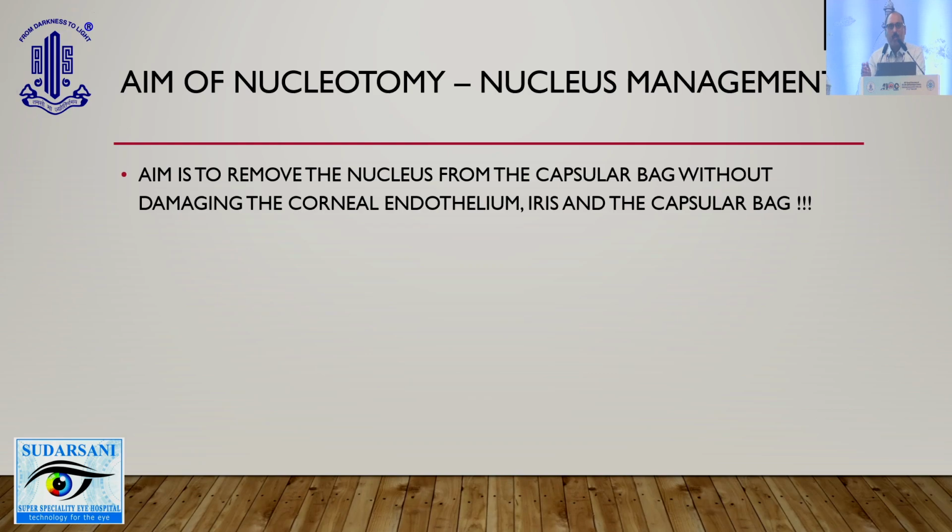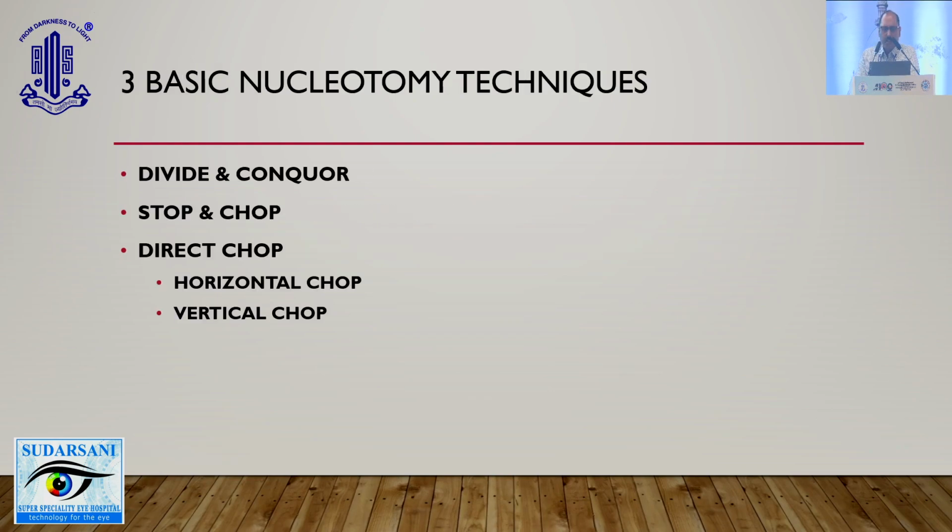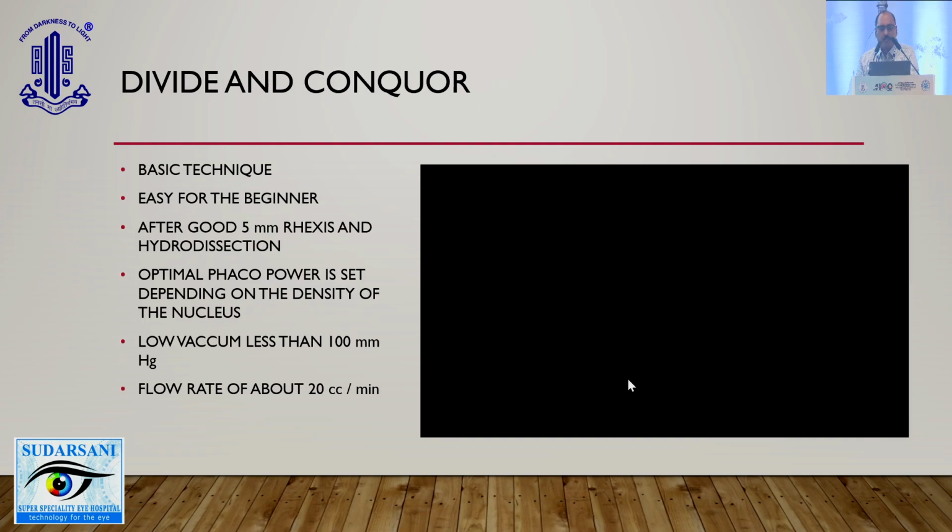The aim of nucleotomy or nucleus management is to remove the nucleus from the capsular bag without damaging the corneal endothelium, iris, and the capsular bag. Principles of nucleus removal are to mobilize the nucleus, break the nucleus into smaller fragments, and emulsify and aspirate each fragment through the phaco tip. There are three basic nucleotomy techniques. One is the divide and conquer, or we can also call it the 4-quadrant technique, the stop and chop, and the direct chop. Direct chop can be done either as a horizontal chop or a vertical chop.